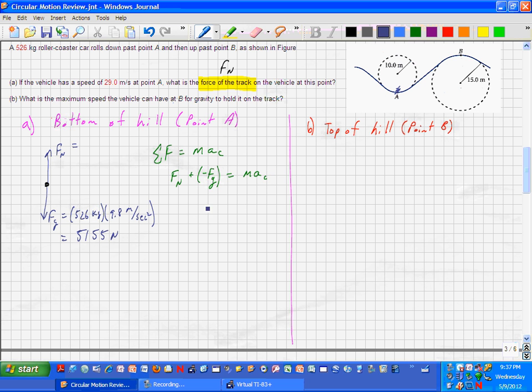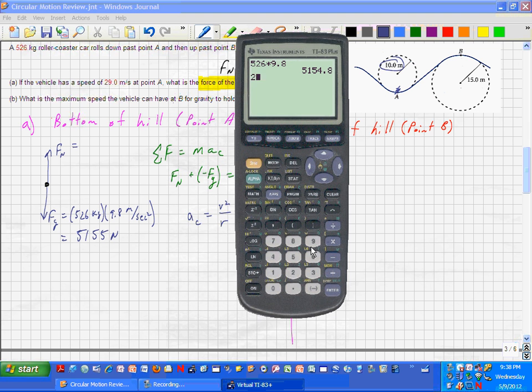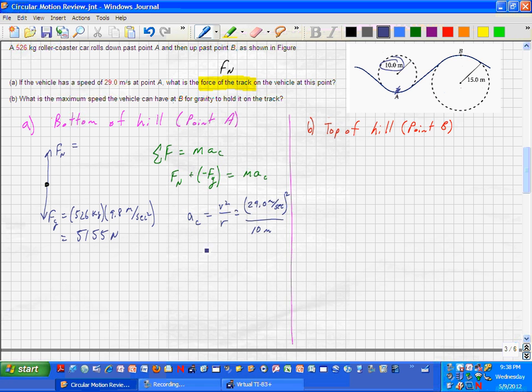So we're going to calculate that using centripetal acceleration equal to v squared over r, which is 29.0 meters per second squared over the radius of that curve, which is 10 meters. So we've got 29 squared, and that's going to be 8.41 meters per second squared.